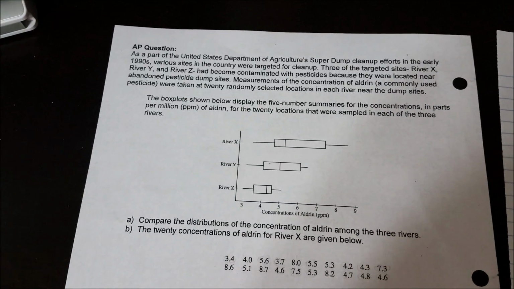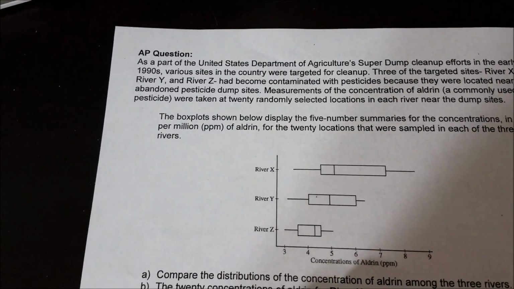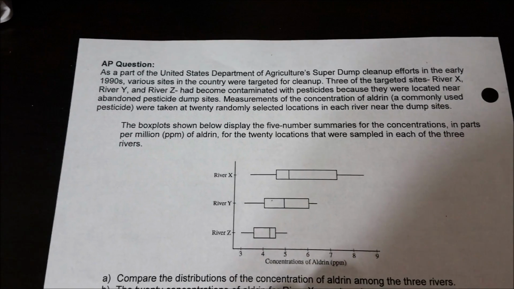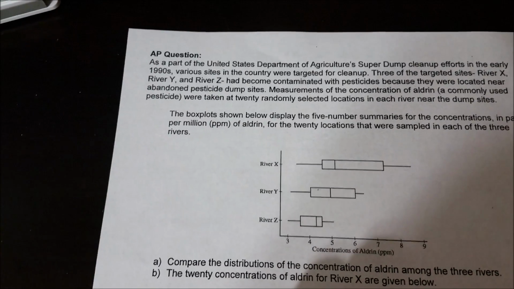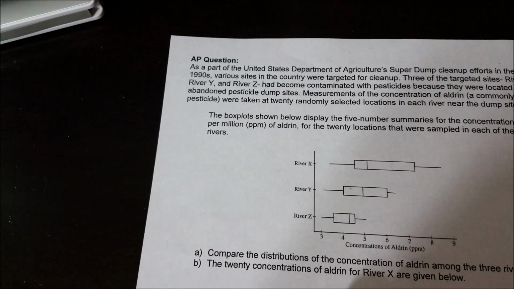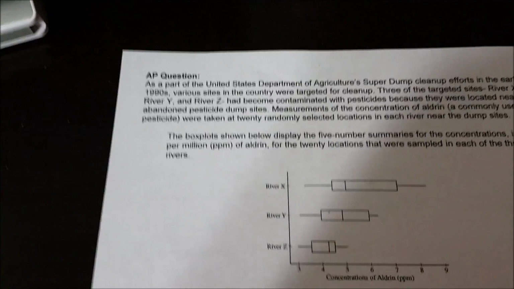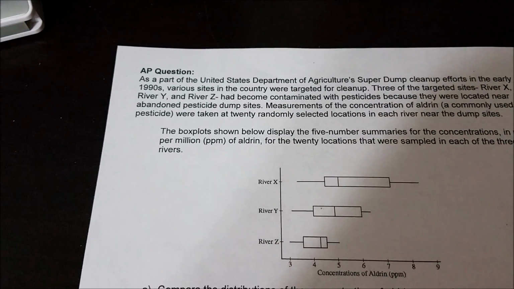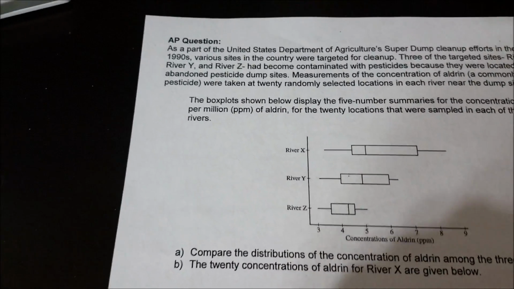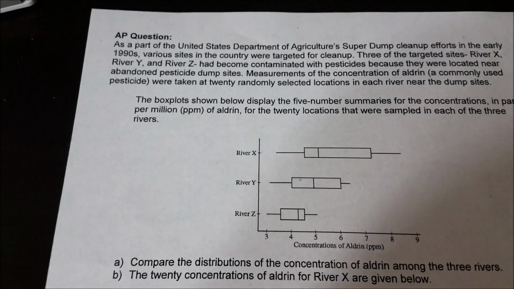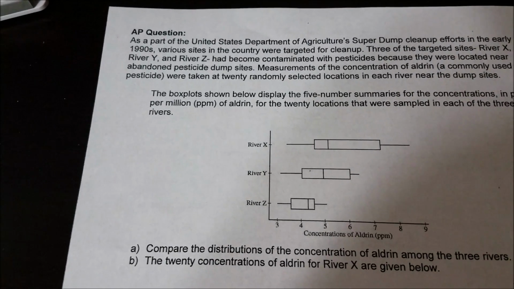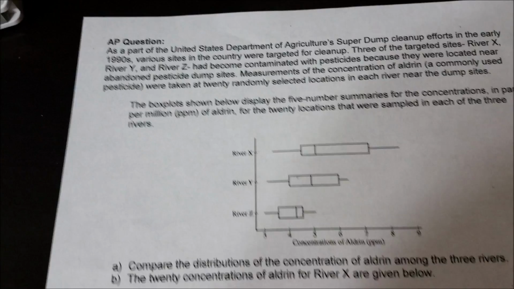The AP Stats video number 1, AP question. As part of the United States Department of Agriculture's Superfund cleanup efforts in the early 1990s, various sites in the country were targeted for cleanup. 3 of the targeted sites, River X, River Y, and River Z, had become contaminated with pesticides because they are located near abandoned pesticide dump sites. Measurements of the concentration of aldrin, a commonly used pesticide, were taken at 20 randomly selected locations in each river near the dump sites. The box plots shown below display the 5-number summaries for the concentrations in parts per million of aldrin for the 20 locations that were sampled in each of the 3 rivers.